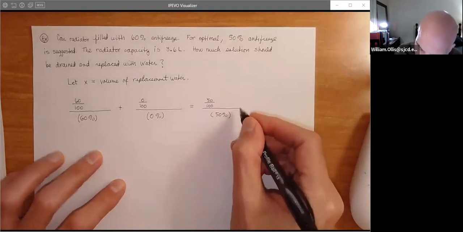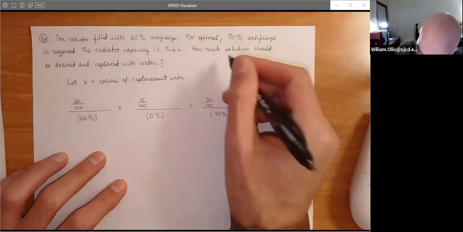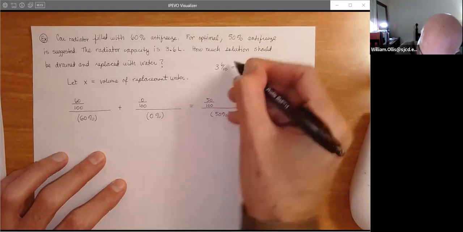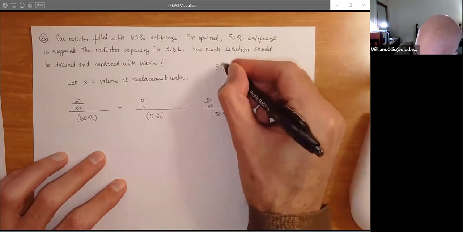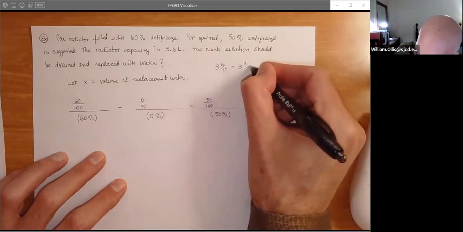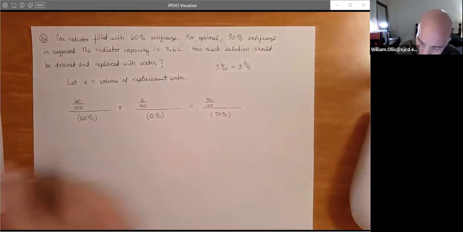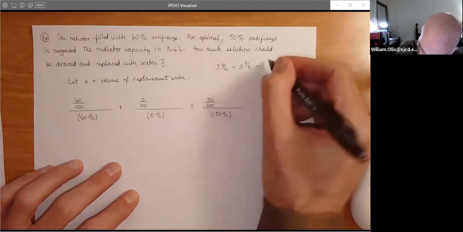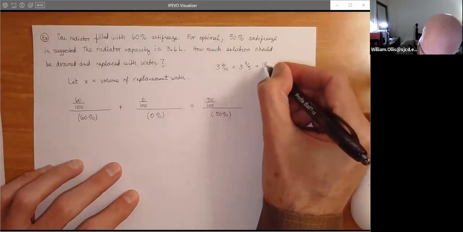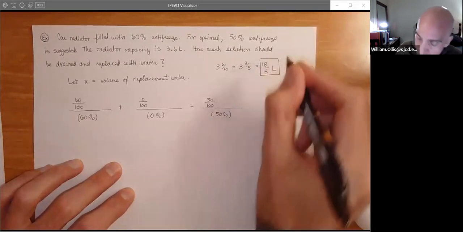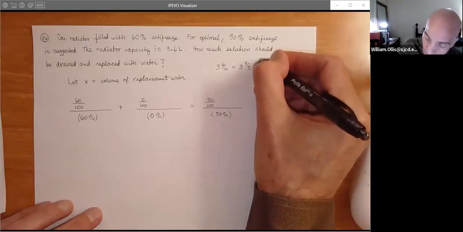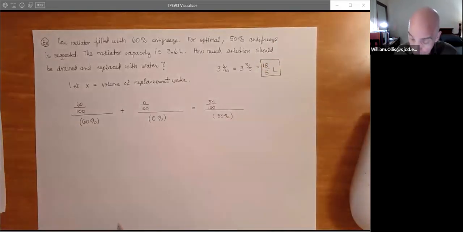Now, just to make this a little bit simpler, we'll say 3 6/10 liters will just be 3, in this case, divide by 2, 3 over 5. And so when you write this as an improper fraction, this is just 18 over 5 liters, just to write this without the decimals so we can take advantage of the fractional arithmetic.